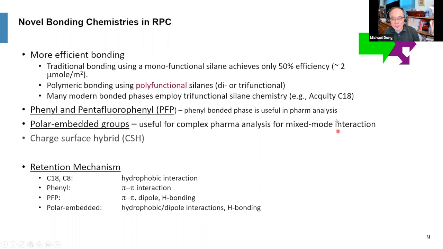Now, what do I mean by mixed mode interaction? Later on, we can talk about charged surface hybrid. I think that in 2 weeks we can talk about that. So right now, I'm not discussing that.